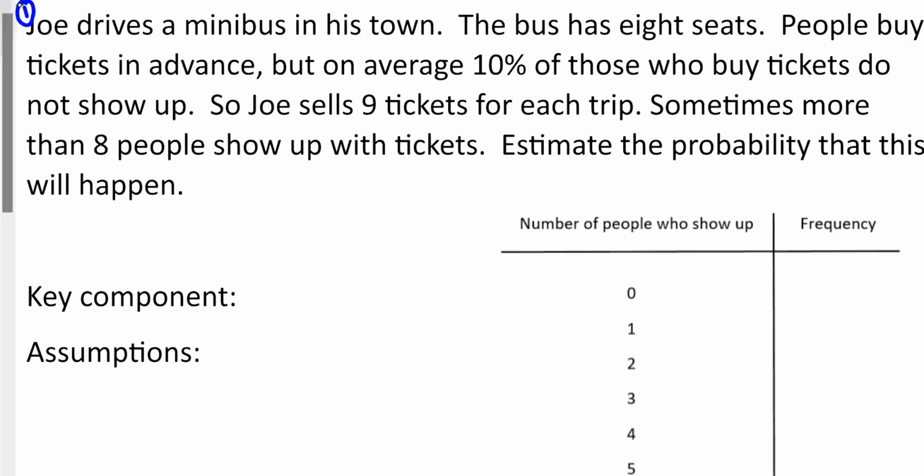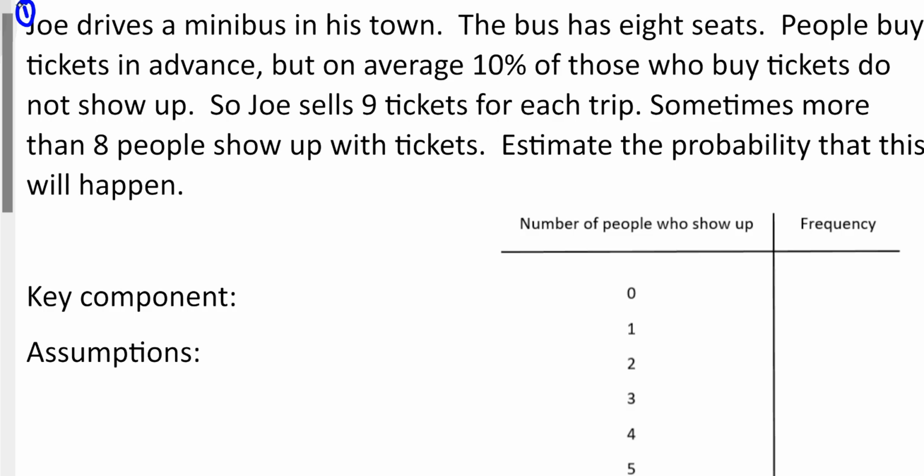Sometimes more than 8 people show up with the tickets. Estimate the probability that this will happen. So he only has 8 seats, but he's selling 9, assuming that there's going to be at least one who doesn't show up. But what happens if there is? Then you have an issue.